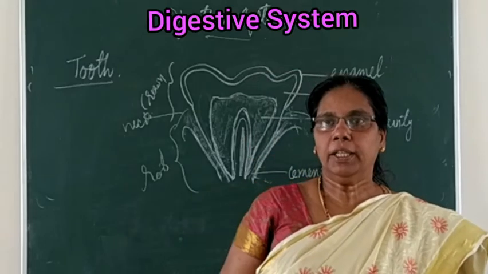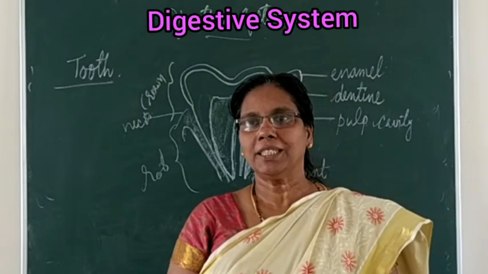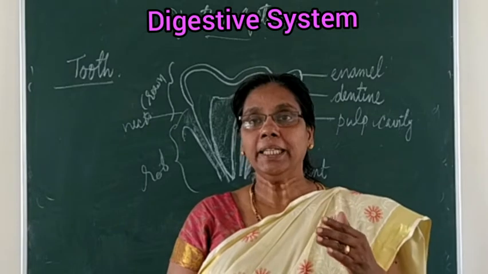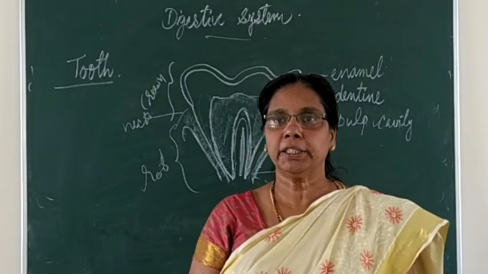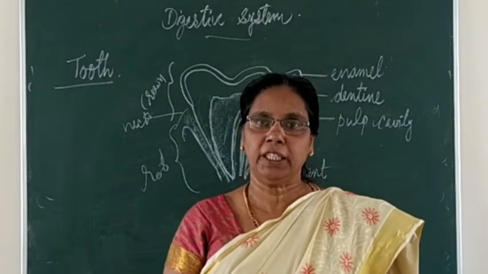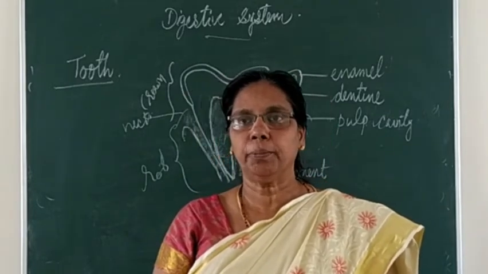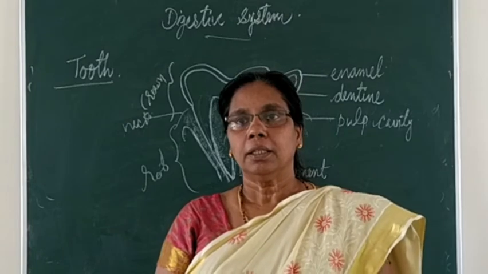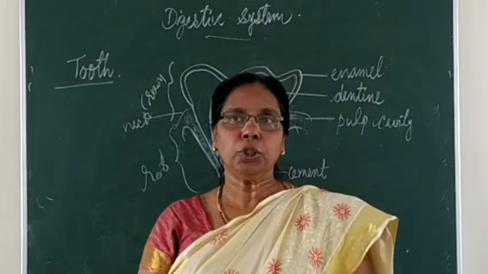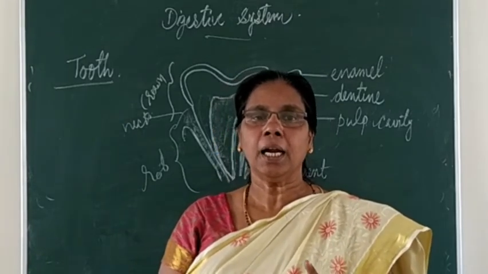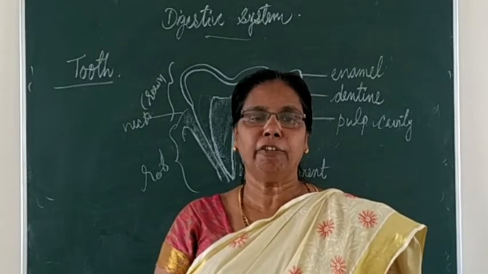We are continuing with the digestive system. Last session we have seen the teeth, their functions and the different types of teeth. Can you remember what is the dental formula of an adult human being? It is 2, 1, 2, 3. Okay, that is the adult man's dental formula.